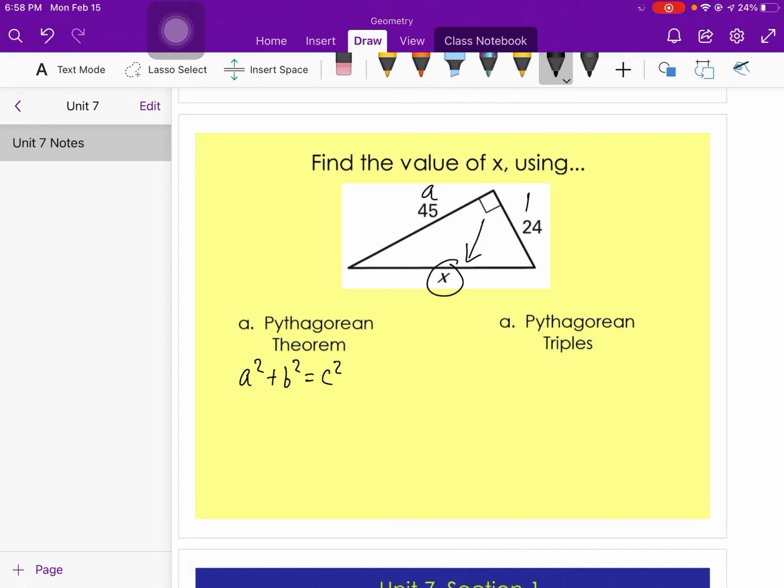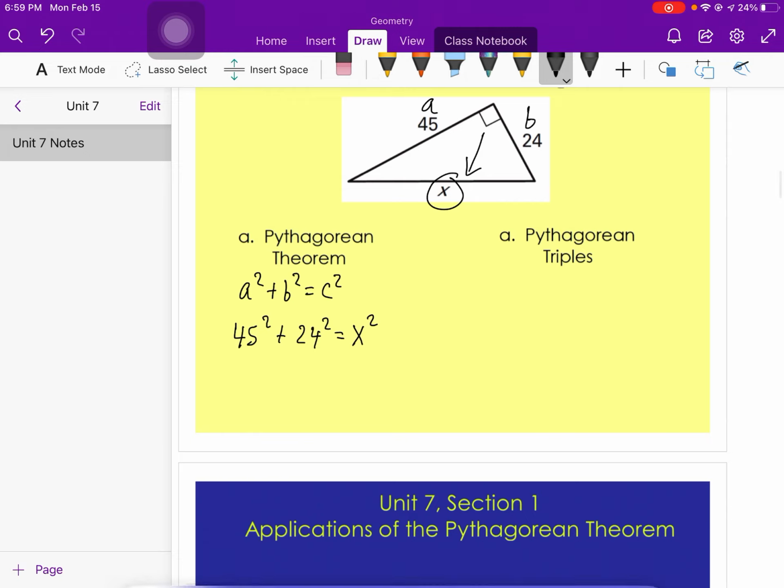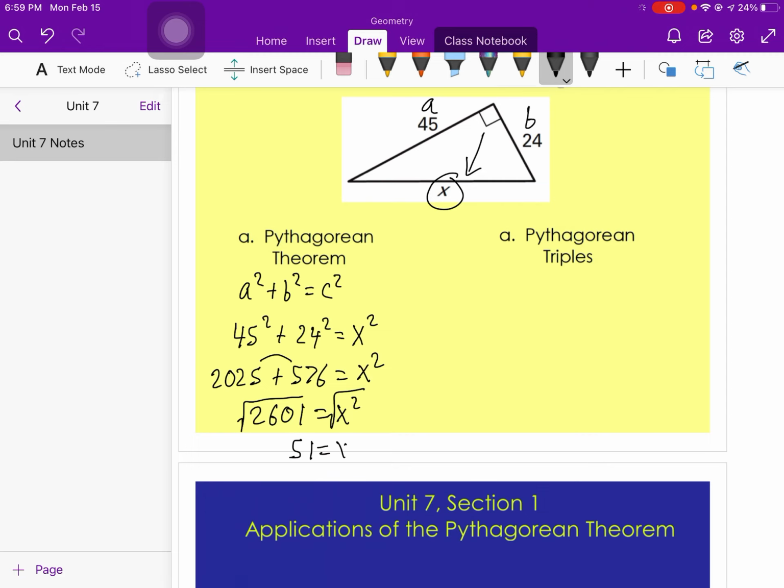So I'm going to say that this is my a, this is my b, so I'm going to get 45 squared plus 24 squared. And again, you can go either order with a and b. I could have chosen 24 to be a and 45 to be my b. So 45 squared is going to be 2025. 24 squared is 576. And then x squared. And then we need to add these two first, which gives us 2601. And then we just take the square root of both sides, and we would get 51 equals x.